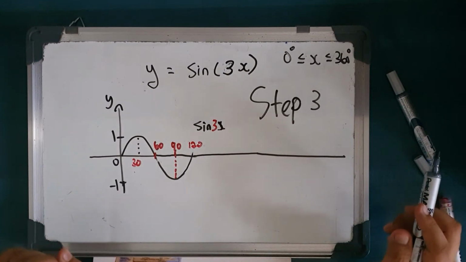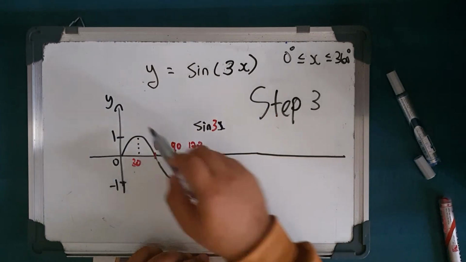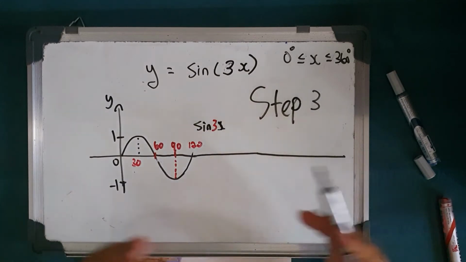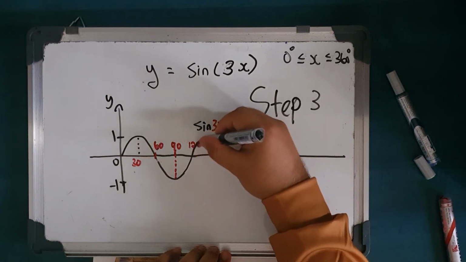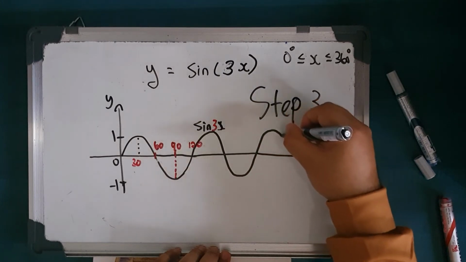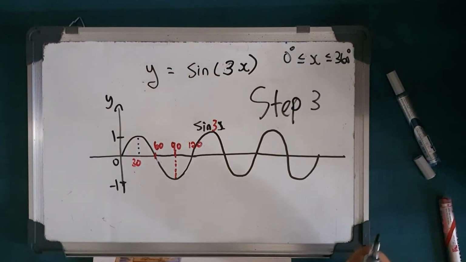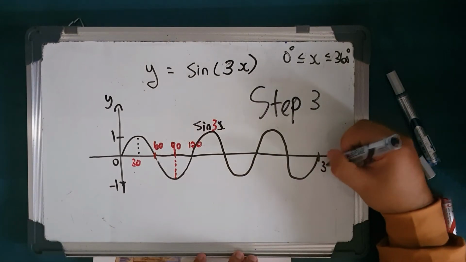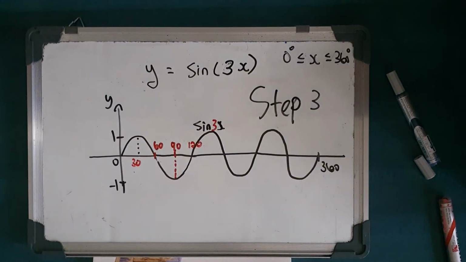For sin 3x, there must be 3 complete sine curves between 0 and 360, and we only drew 1. So now we draw the other 2 complete sine curves. And you should get something like that. Okay, and we are done. So now we have 3 complete sine curves from 0 until 360, and that is what we want to draw as given in the interval.